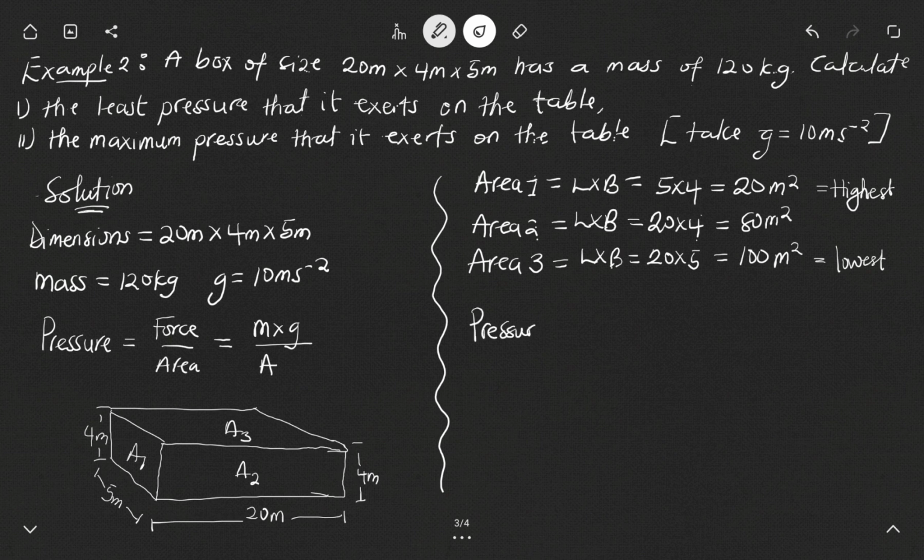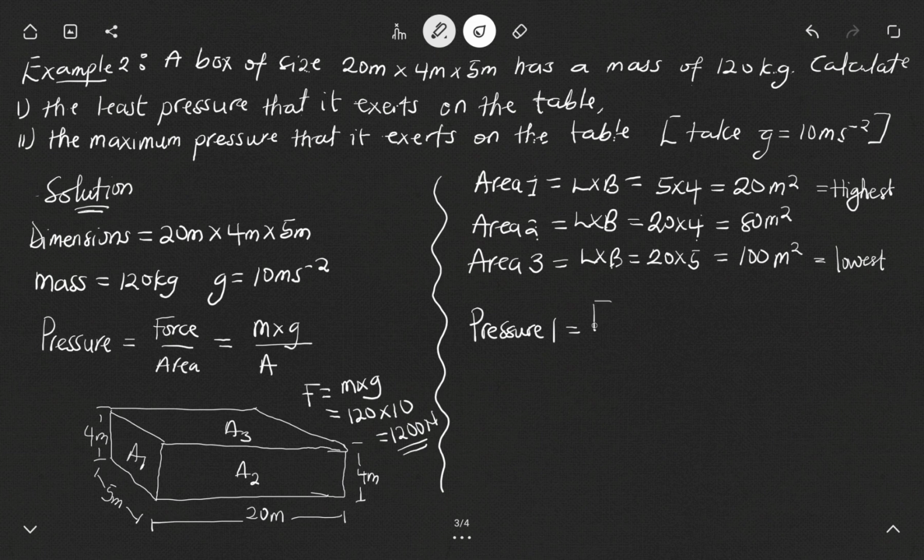So pressure 1 will be equal to... Now let's calculate our force separately. Our force will be equal to mass times gravity, and our mass is 120 kilogram multiplied by our gravity, which is 10. So this will be equal to 1200 Newton. So this is our force. So our force is 1200.